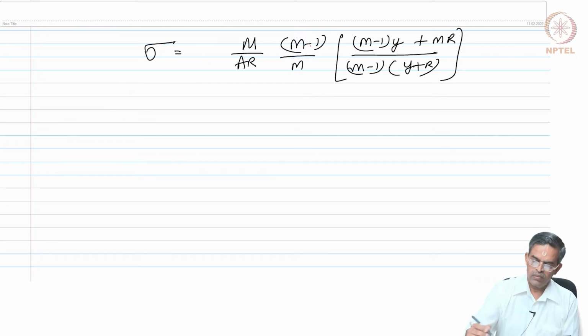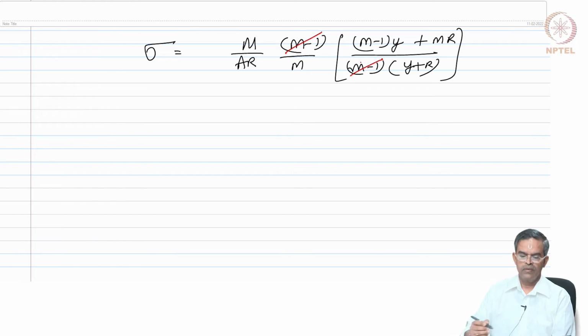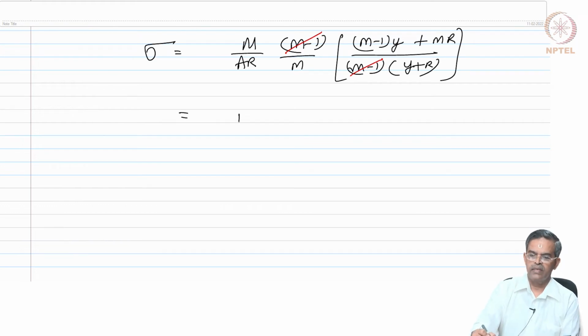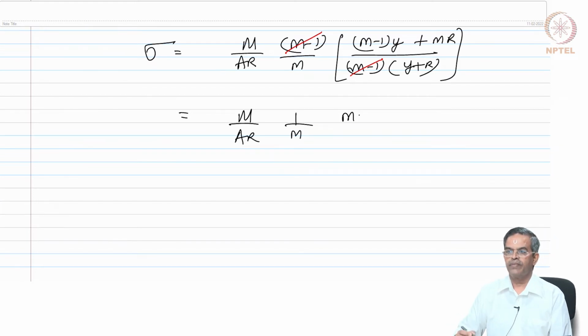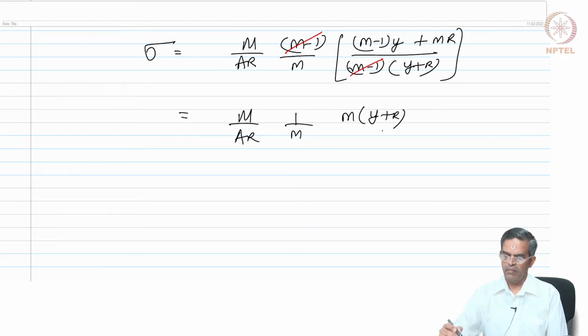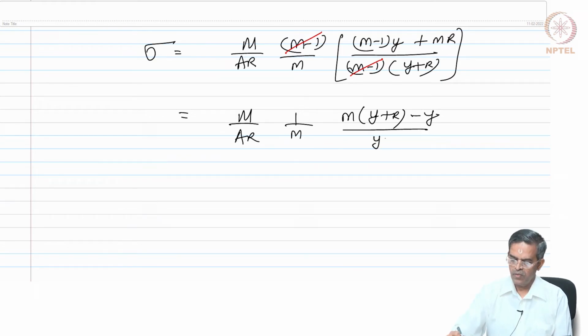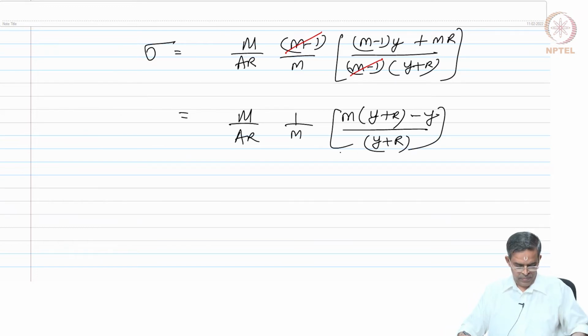Okay, let us now remove this. I get stress as M by AR, 1 by m of y plus r minus y, divided by y plus r. Am I right? This is the stress value.